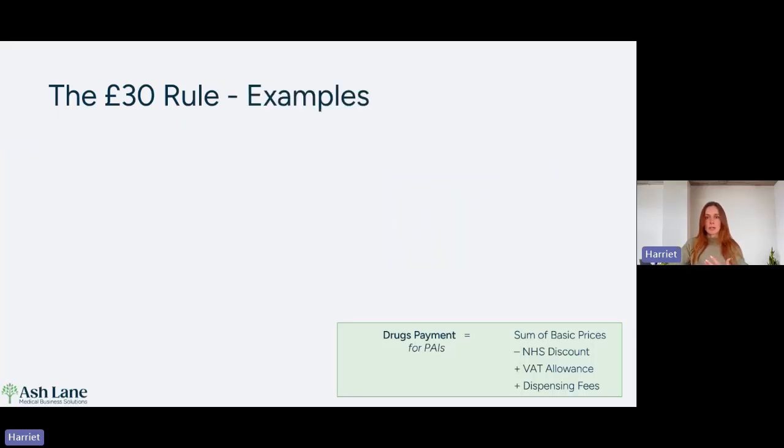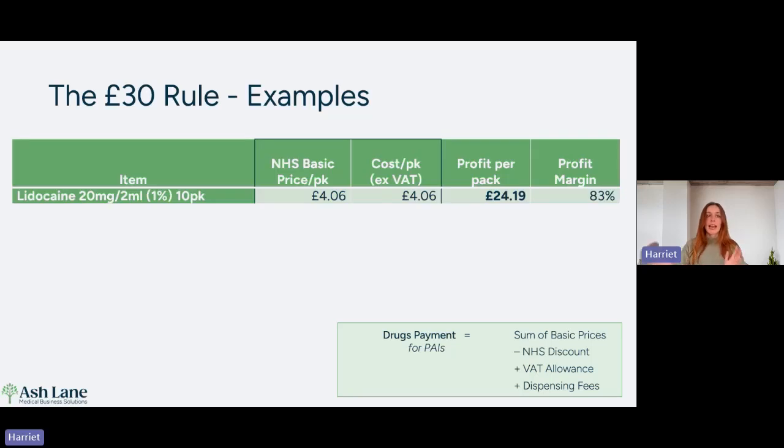So let's look at some examples of this. Let's look first at a low-cost drug. Lidocaine is a good example of that. It costs £4.06 for a 10-pack, so that's around 40p per item. Now, I mentioned earlier, low-cost items are sometimes considered not worth claiming, but this is just to demonstrate they absolutely are. Because where you've got a 40p item, you're not only getting that 40p reimbursement, you're also getting the dispensing fee. And what that means is your profit margin on a 10-pack of lidocaines is approximately 83% or £24. So really worthwhile to claim those.